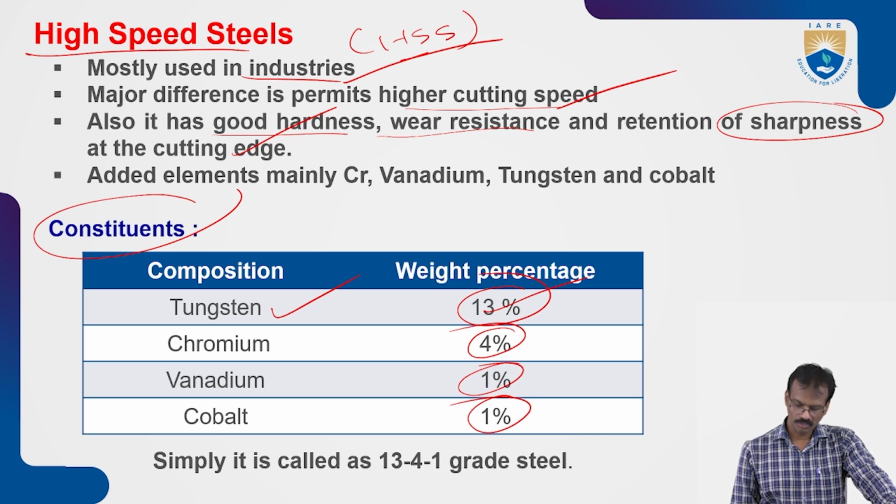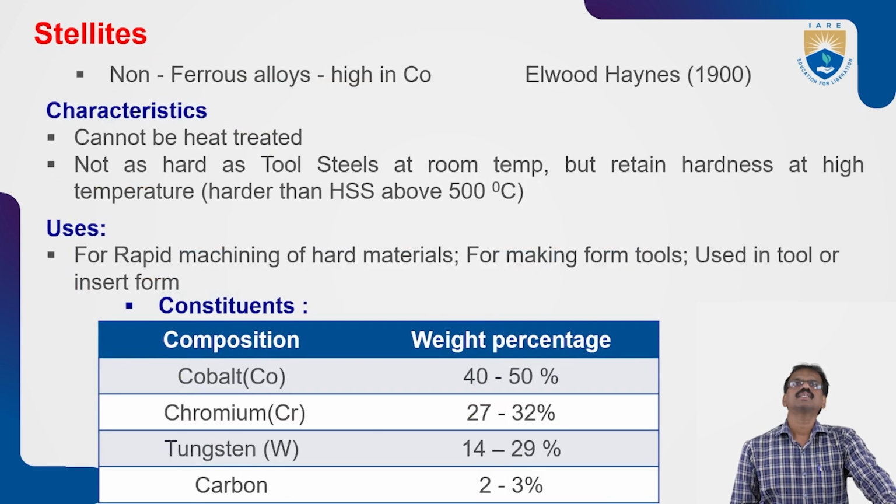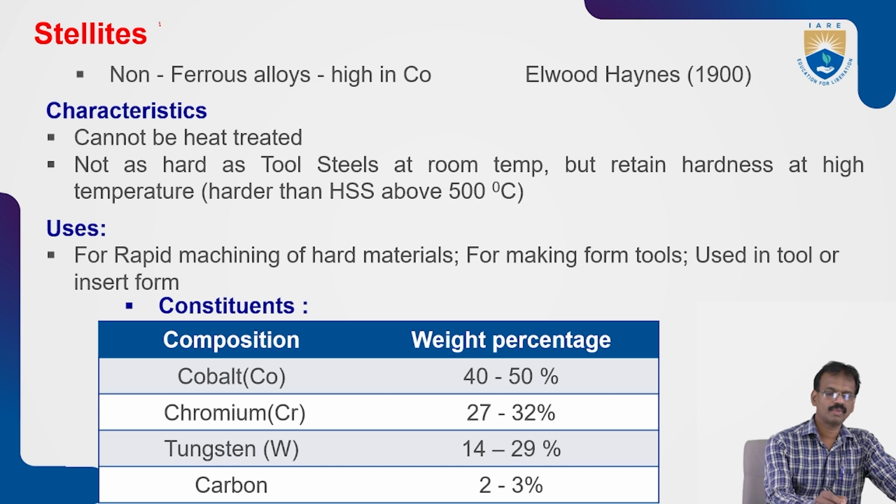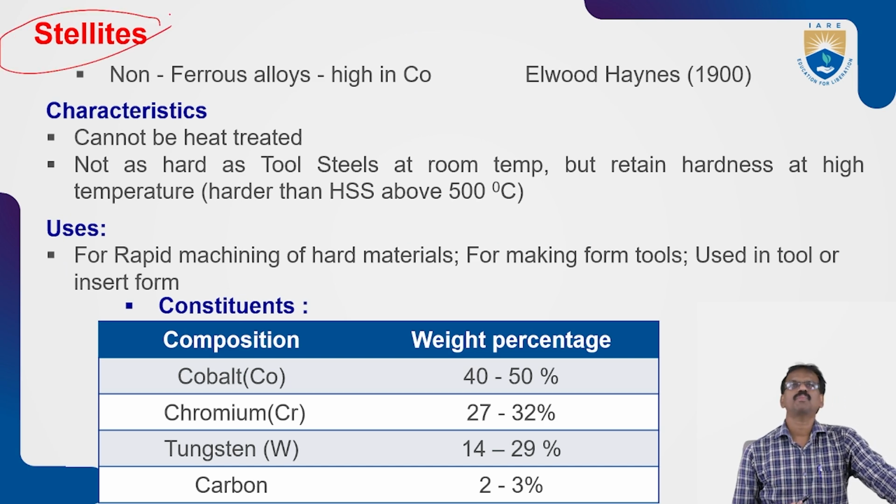So this is the grading of high speed steel. These are very common tool materials for the manufacturing of the tools. Okay. So next one is the stellites. These are very important materials.